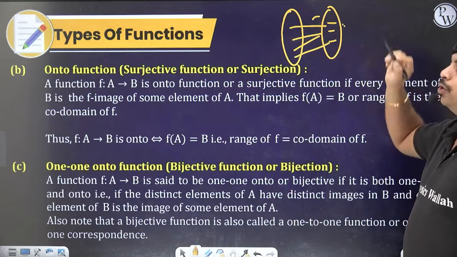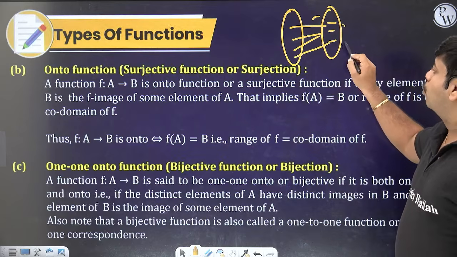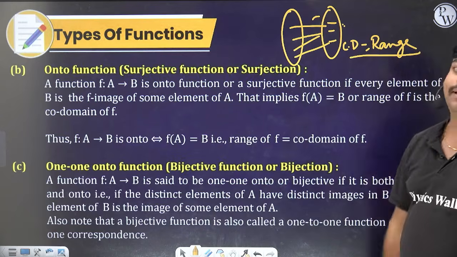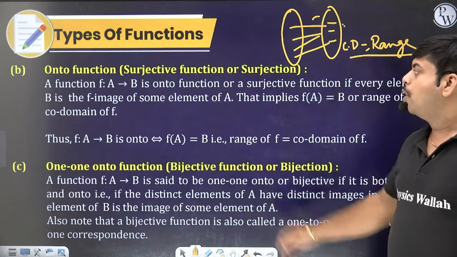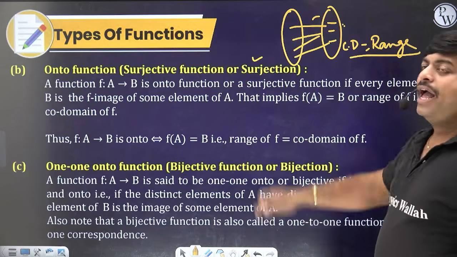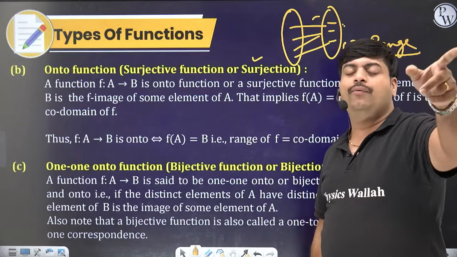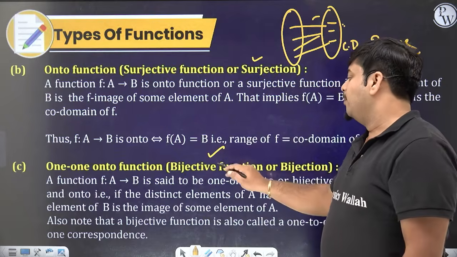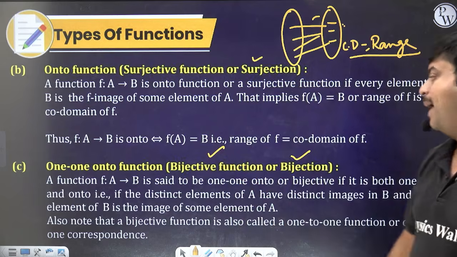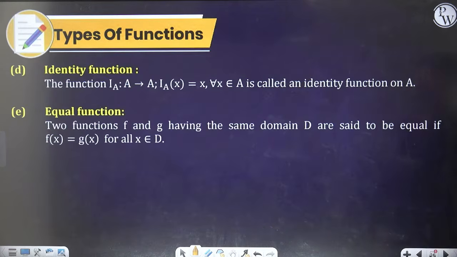The complete codomain should become the range. Then we call it onto, or we say it is a surjection. And a function which is both 1-1 and onto will be called bijective, or we say bijection.